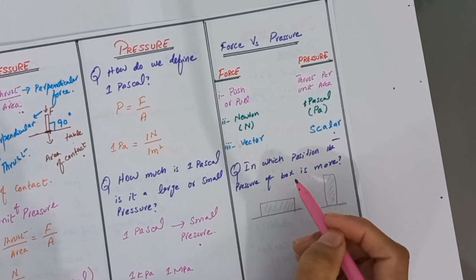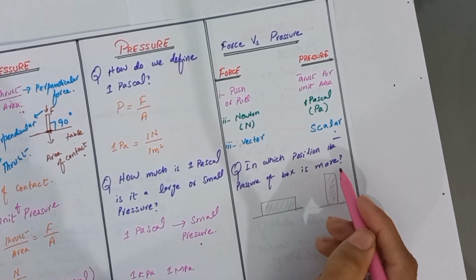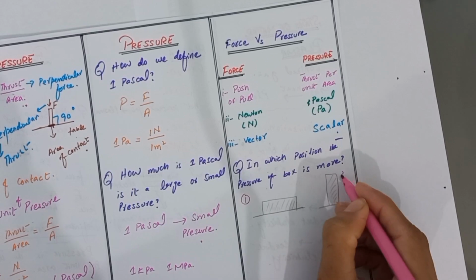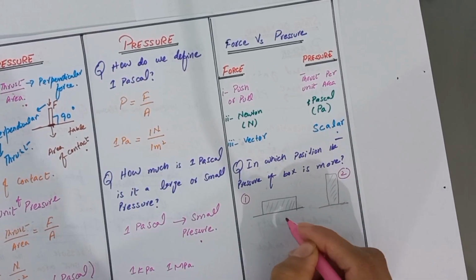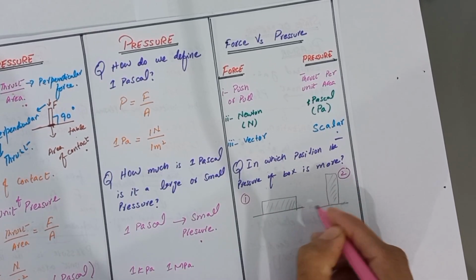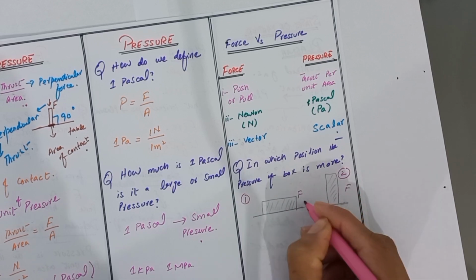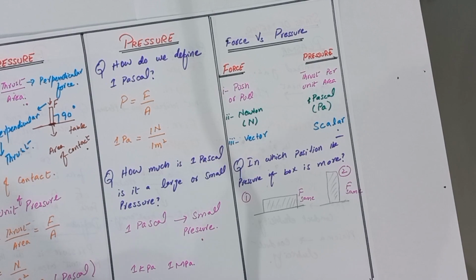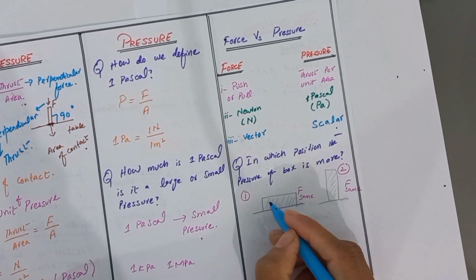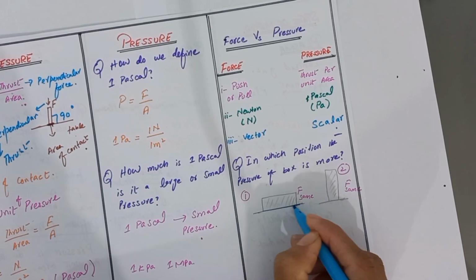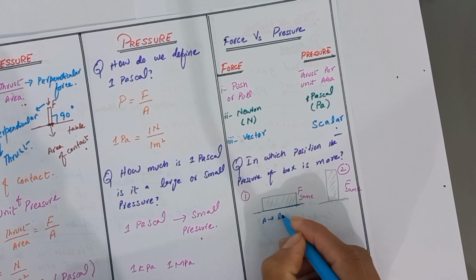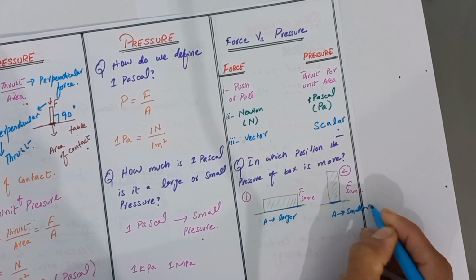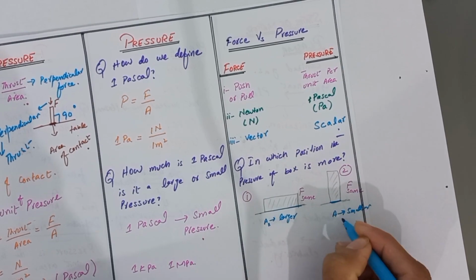Here the question is, in which position is the pressure of the box more? The first position of the box is here and the second position of the box is here. Here we clearly see the force on the box on both sides is the same. When the force is the same, in case 1 the area of contact of this box is larger and the area of contact of this box is smaller. So this is case 1 and this is case 2.